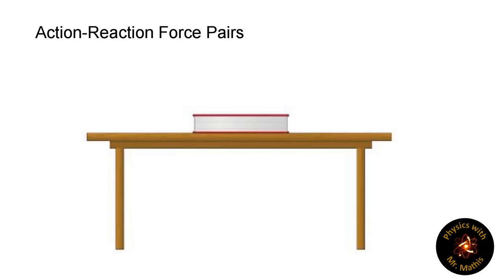Another action-reaction force pair happens when something sits on a table. Gravity is causing the book to put a downward force onto the table, but at the same time, the table is putting an upward force onto the book. Remember that the force of gravity is called Fg, and the upward force from the table is called the normal force, or Fn.